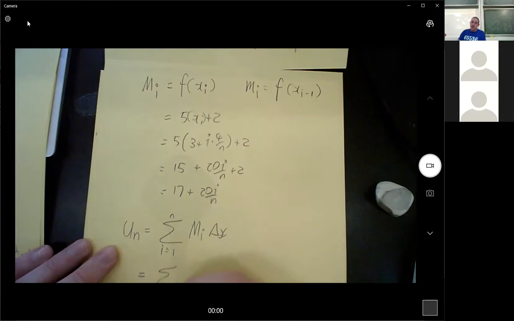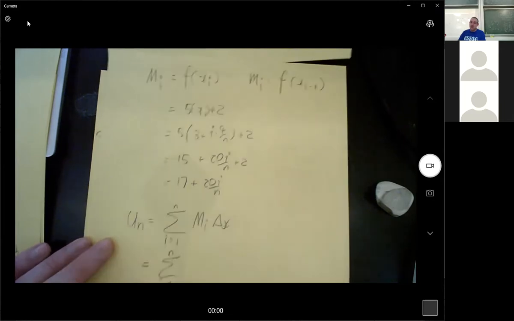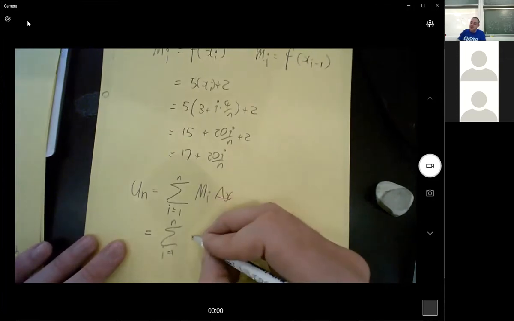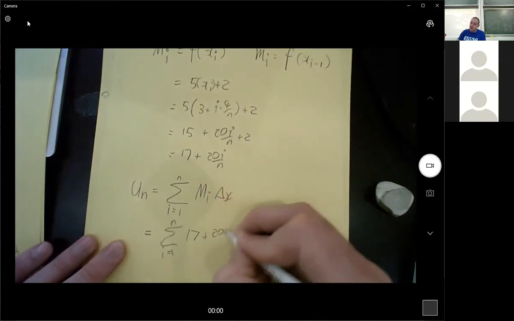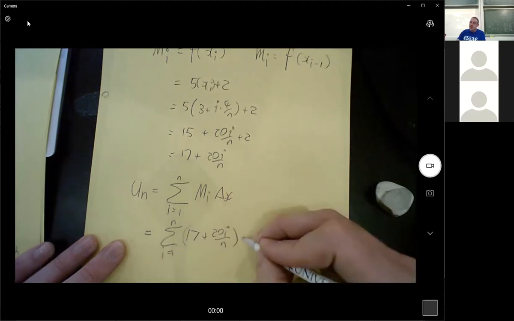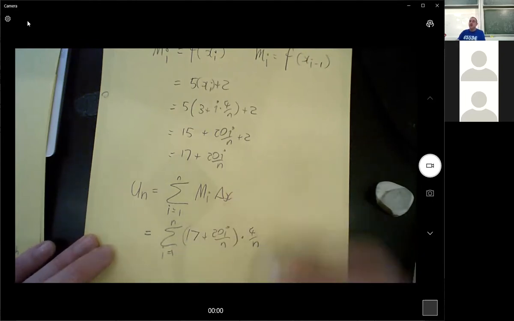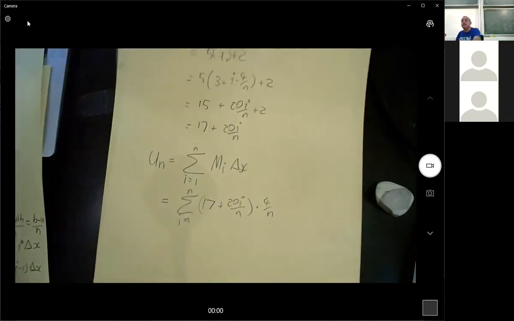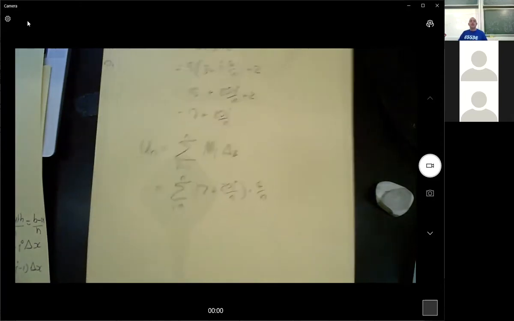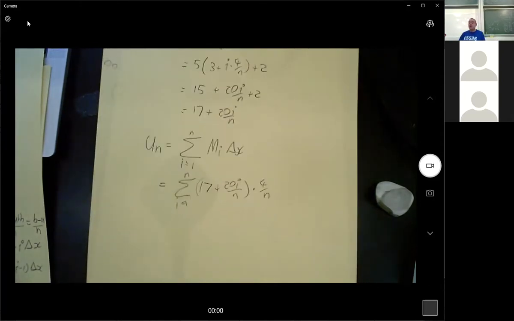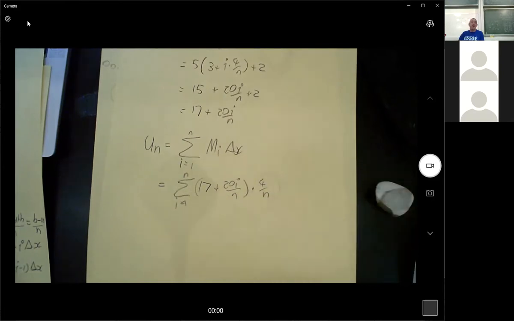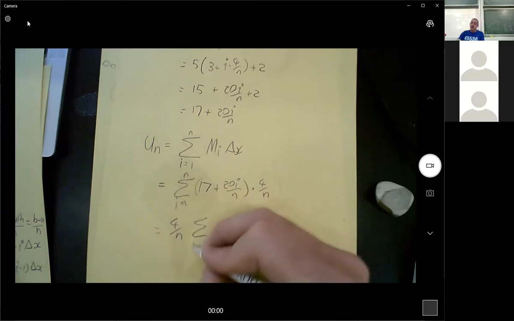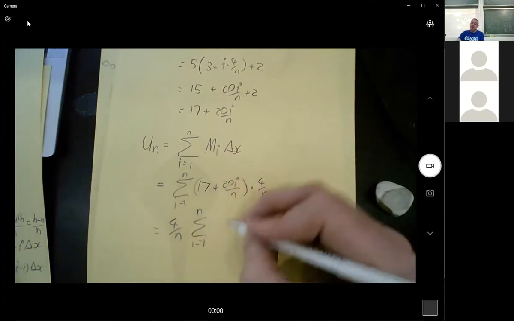And I'm going to sub in the bits that I know. The capital Mi is, I just figured that out, 17 plus 20i on n, and the delta x was 4 on n. And now I need to do the sum. So now I need to use the rules of sum notation. First thing I'll do is note that this doesn't have an i in it and it's multiplied on, so I can bring it out. Some people do that right at the beginning before you even put the delta x in.